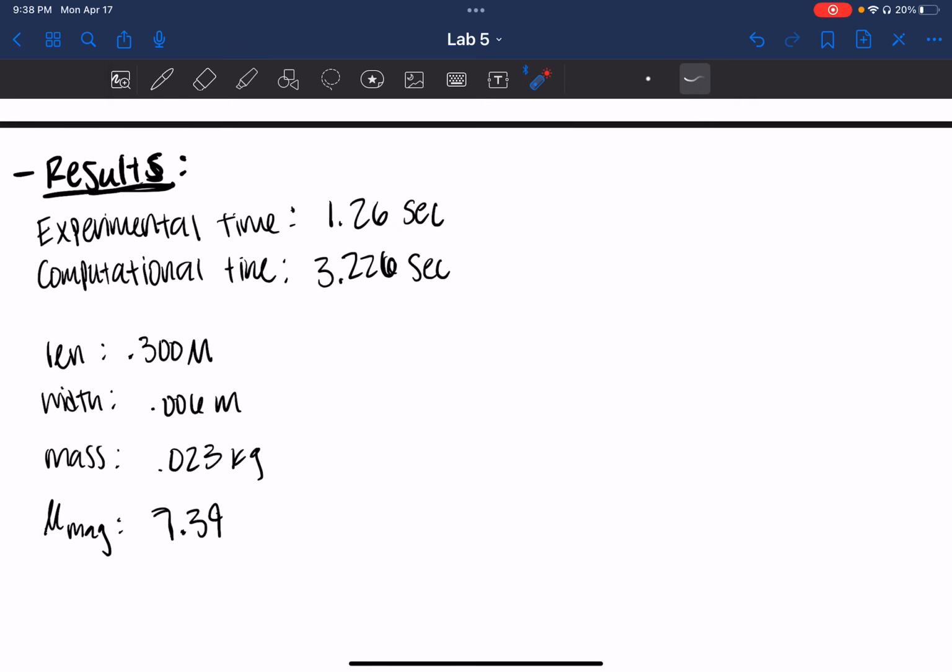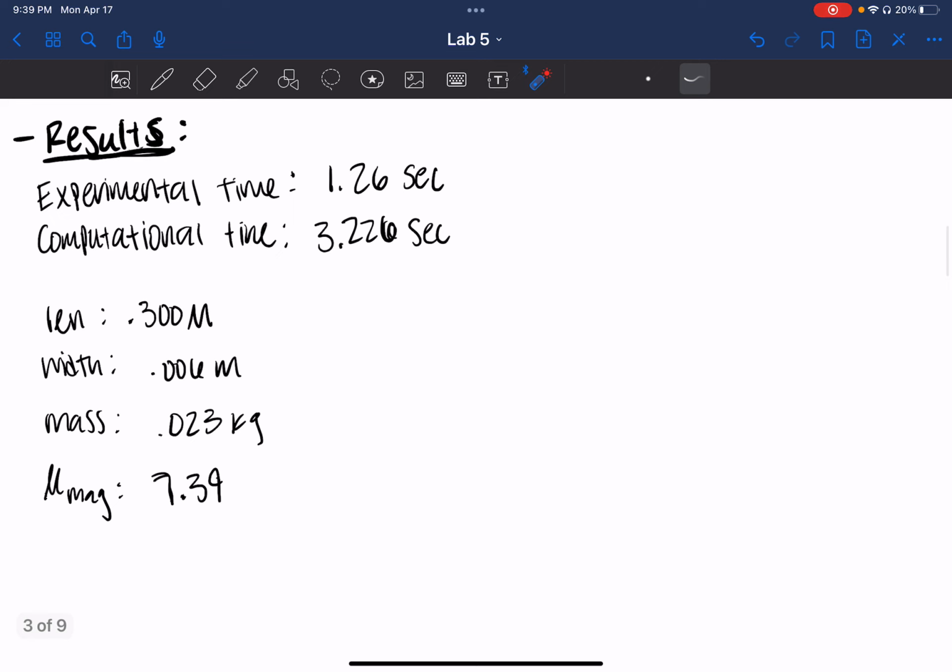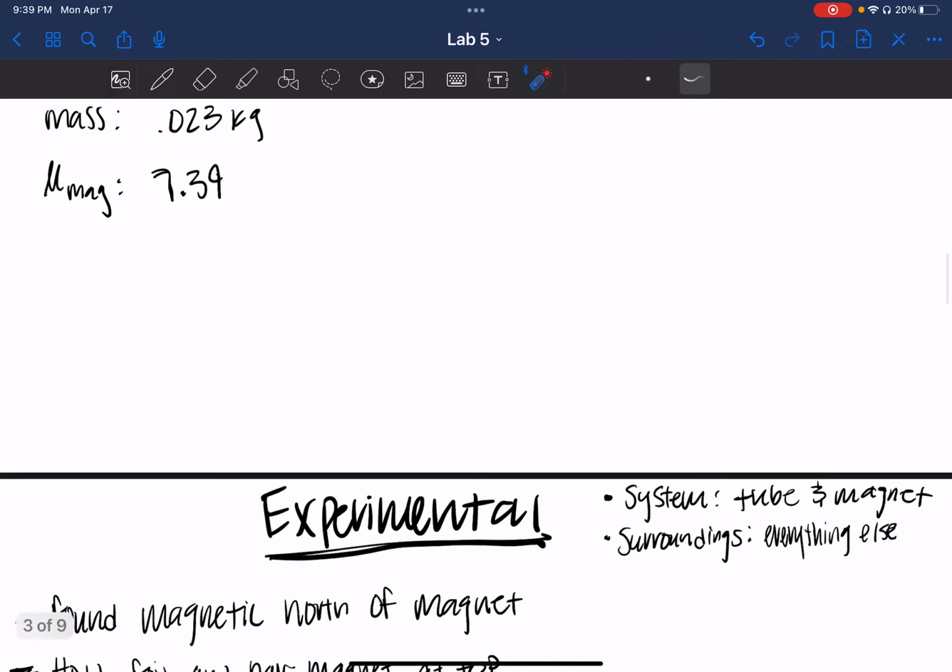These are the results. The experimental time I got, the average was 1.26, the computational model was 3.22, so kind of far off, but not super far. This is the initial conditions. This is of the bar magnet, the mass, and this is the mu I calculated in lab 3. This is of the aluminum tube, foil tube.